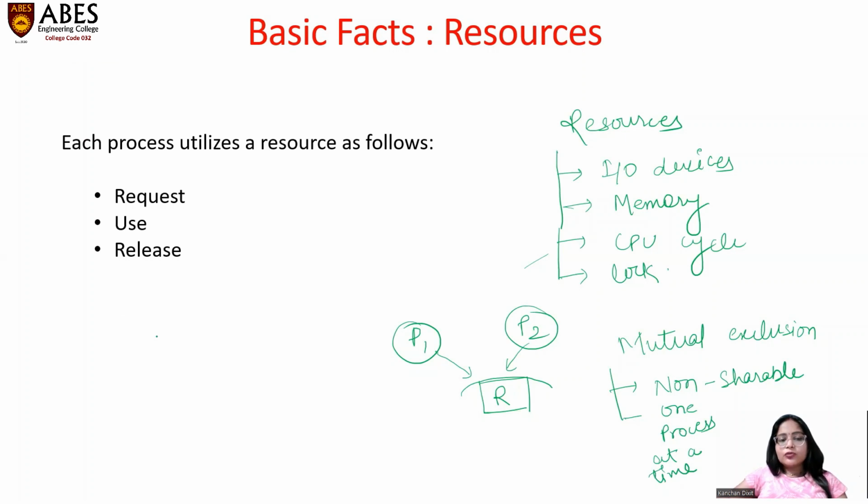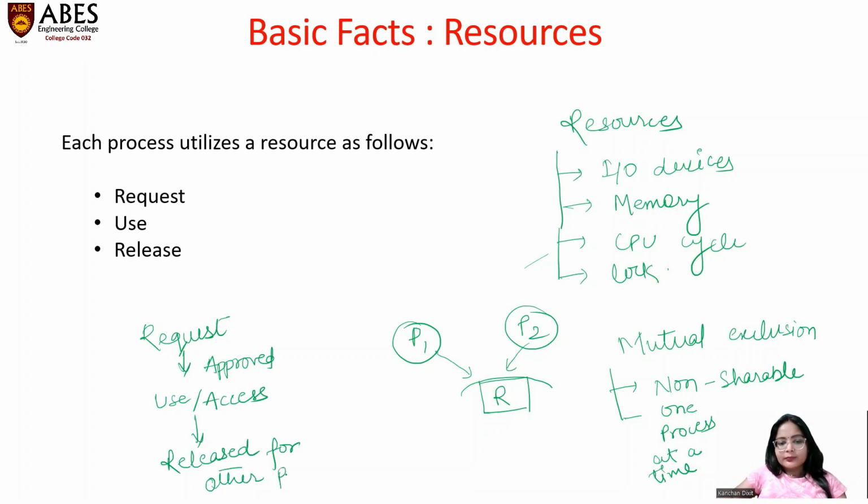Now, if any process wants to access a resource, first it needs to request the resource, then the request will be approved, then it can use or access the resource. After that, the resource is released by the process for other processes.